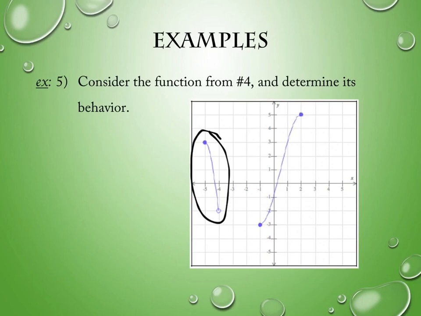Increasing, decreasing, constant. Which one's it doing? The piece that I circled, is it increasing, decreasing, or constant? It's decreasing. If you're going from left to right on the graph, it is going down. Correct? It's like a slide.